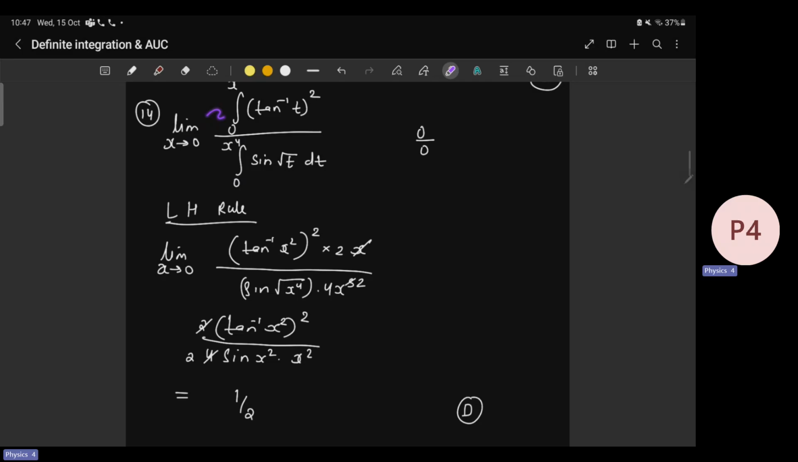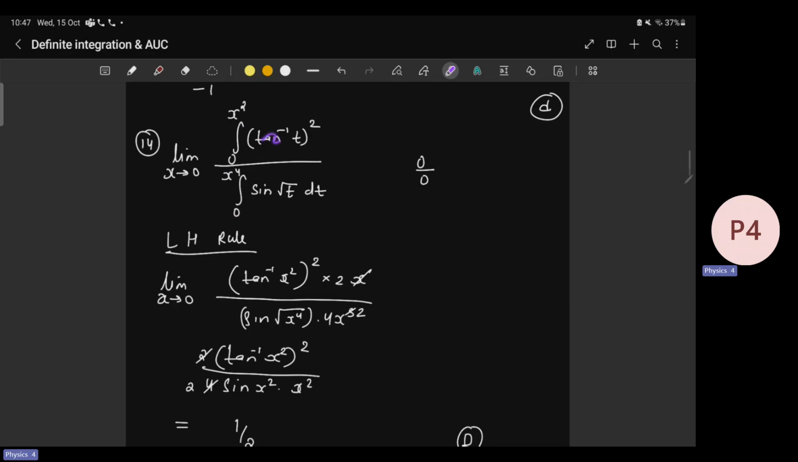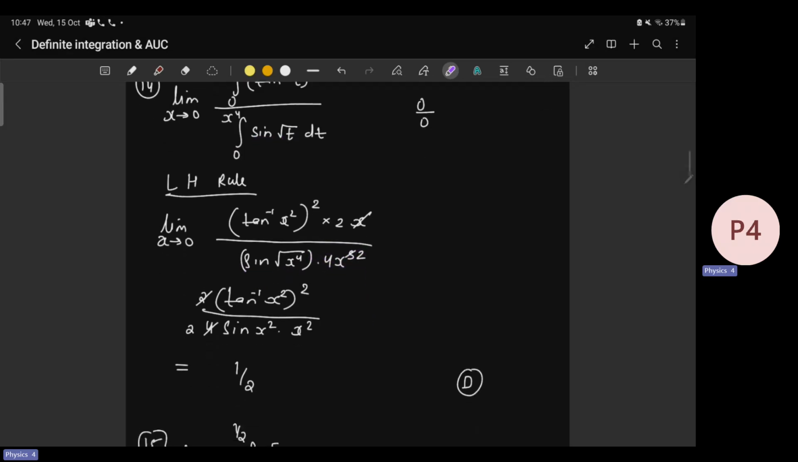We can differentiate the numerator separately and the denominator separately. So the differentiation of the numerator will be tan inverse x square whole square into the differentiation of x square, that is 2x, divided by the differentiation of the denominator, that is sine of root x to the power 4 into the differentiation of x to the power 4, that is 4x cube.